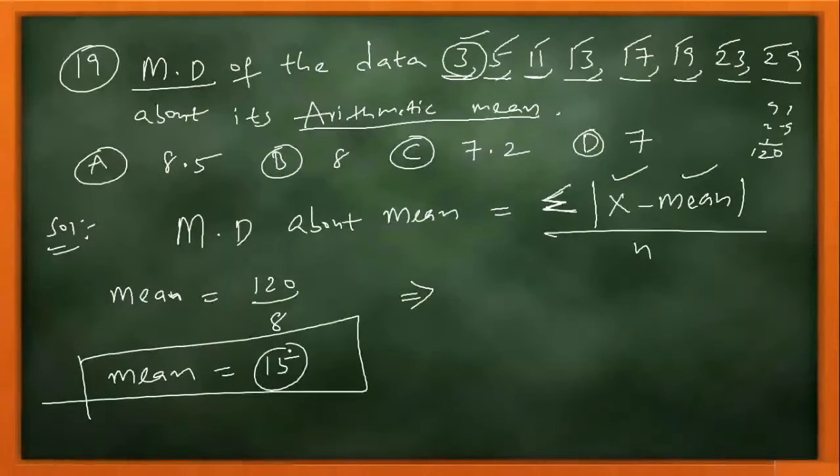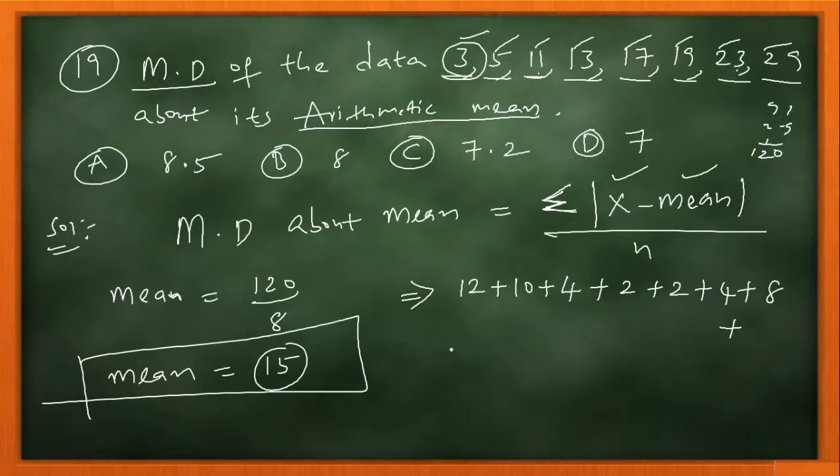So the difference between 3 and 15 will be 12. Plus, 5 and 15 difference is 10. Plus, 11 and 15 difference will be 4. Plus, 13 and 15 difference 2. Plus, 17 and 15 difference will be 2. 19 and 15 difference 4. 23 and 15 difference will be 8. Plus, 29 and 15 difference will be 14, divided by number of observations, which are 8.